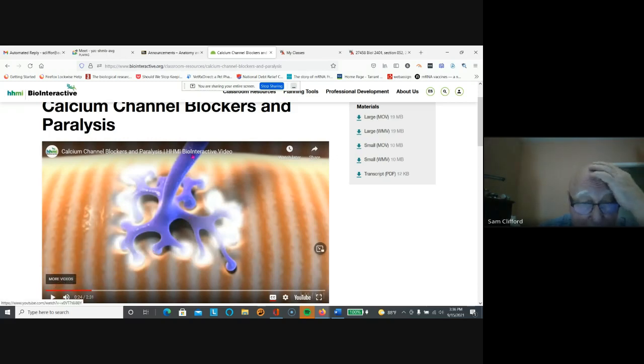So what's going to happen when the impulse gets to the end of the nerve, calcium channels open, calcium flows into these endings. That allows the activation of the synaptic vesicles, which contain the acetylcholine, which is a neurotransmitter, and that neurotransmitter is released into the synaptic gap, and it binds to sodium channels that open in response to the acetylcholine.